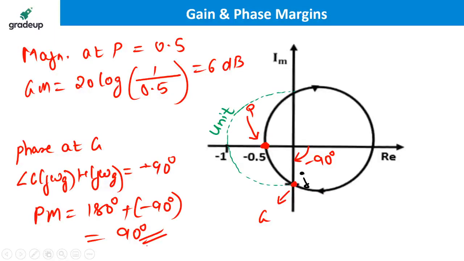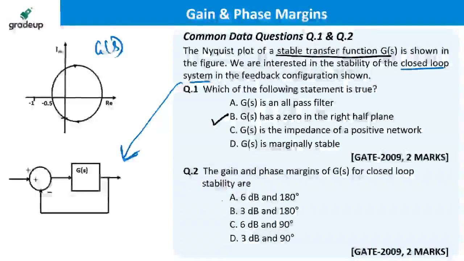Okay. So option number C. 6 dB and 90 degree. Option number C is the answer. Okay. 6 decibel and 90 degree is the answer. Correct? Six decibel and 90 degree.